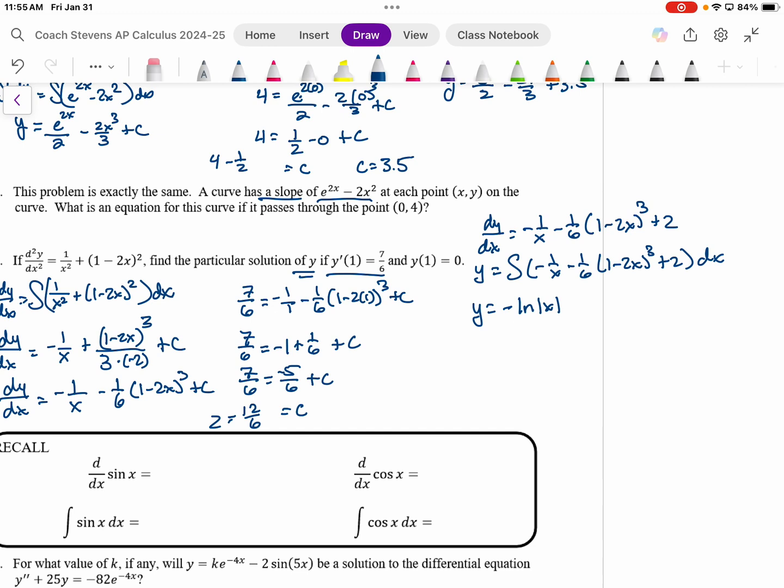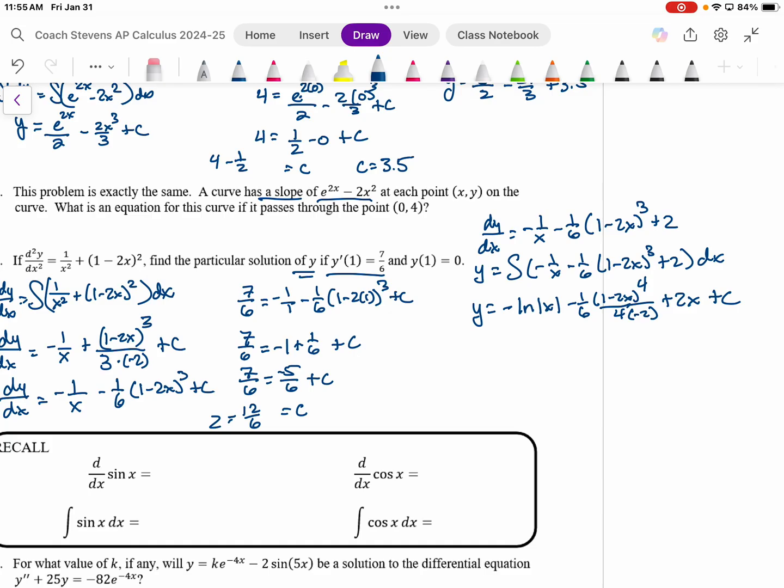And then I have negative 1/6. I need to make the exponent of 4, so 1 minus 2x to the 4. That means I've got to divide by that 4, and then also on the bottom do another times a negative 2 down there. So times a negative 2 again. And then we have plus 2x plus c.